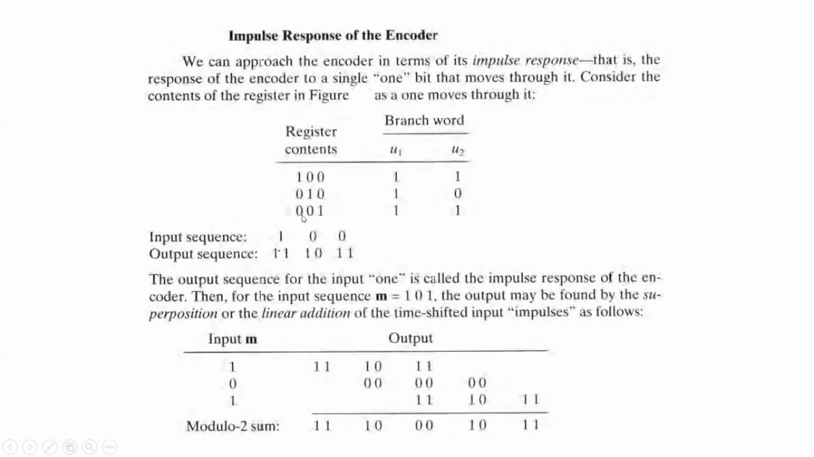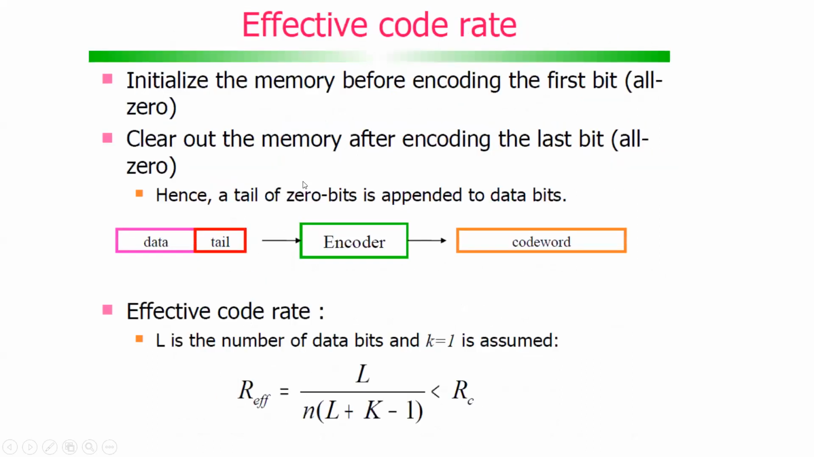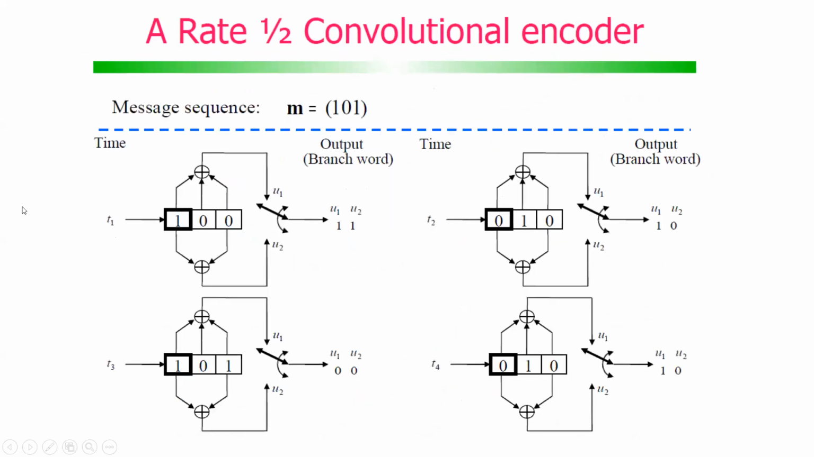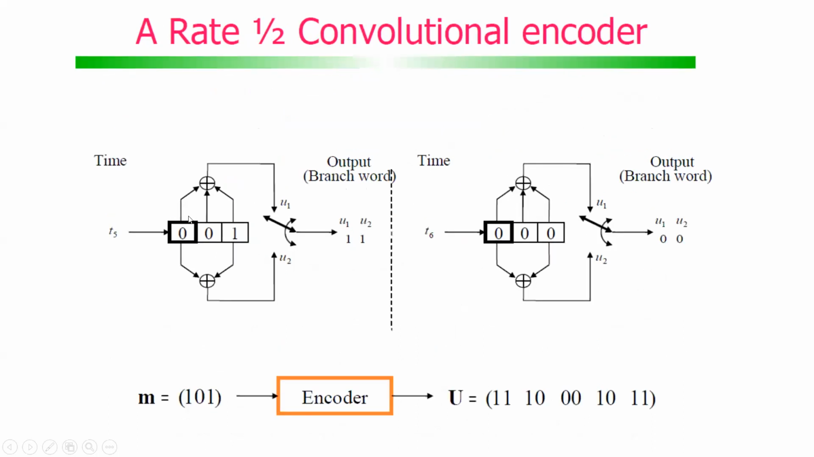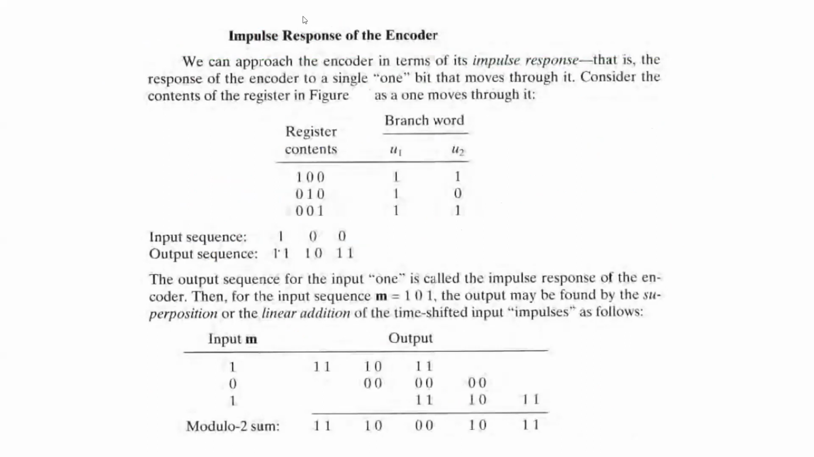When the contents of the register are 0 0 1, I am shifting this one through the shift register. In this shift register, I am shifting this one to here, then to here. This is known as the impulse response of the encoder. That is what is said here. We can approach the encoder in terms of its impulse response. So what is the meaning of the impulse response of the encoder? The response of the encoder to a single 1 bit that moves through it.